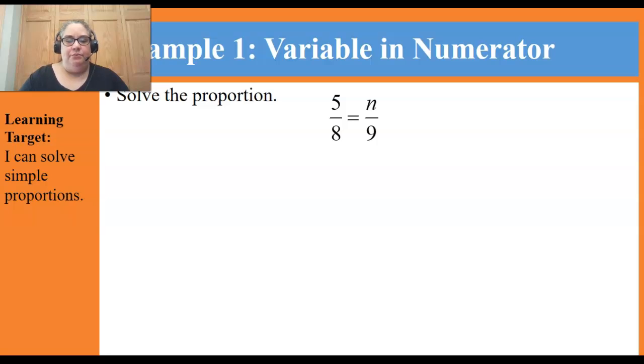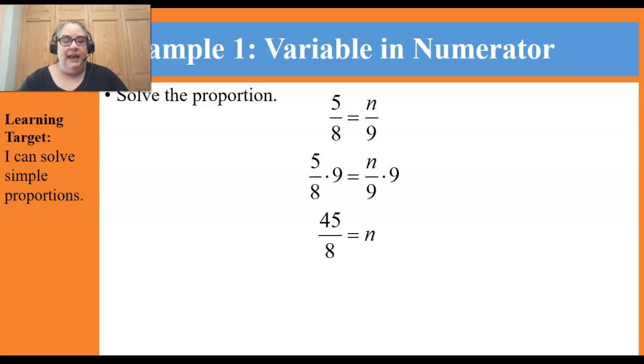So let's just get some room to work. And again, what am I going to do to isolate the variable? Well, if I'm dividing by 9, to undo that, I multiply by 9. And what you do to the right-hand side, you do to the left-hand side. So I will use my calculator, or I will just understand how fractions work. I'm going to take that 5 times 9, which is 45. So that's going to be 45 over 8 equals n.